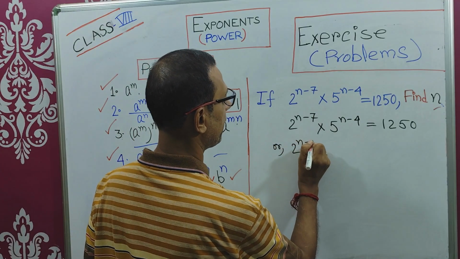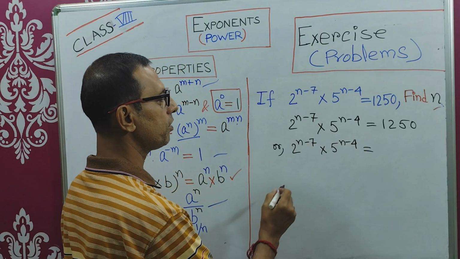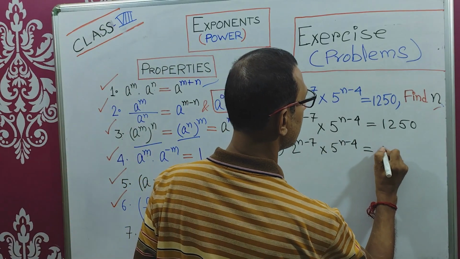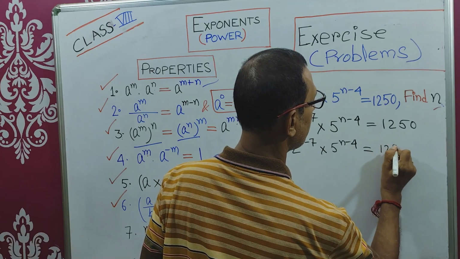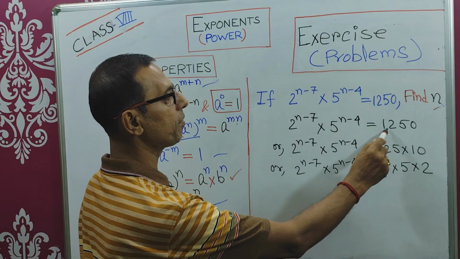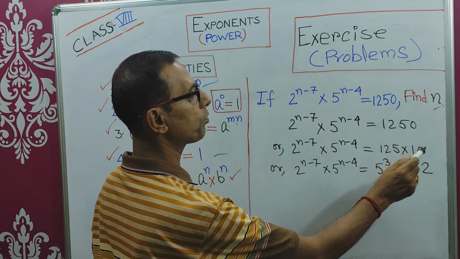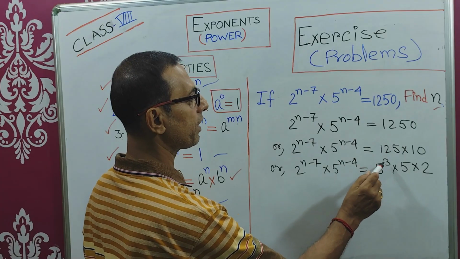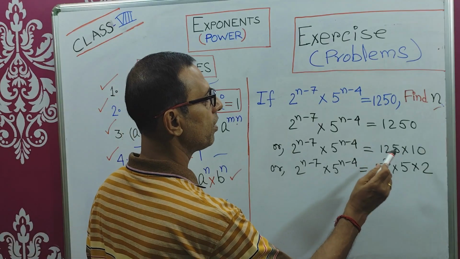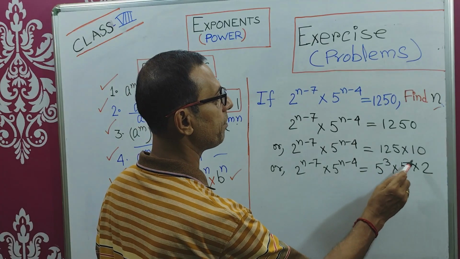So 2 to the power n minus 7 into 5 to the power n minus 4, how can we write 1250? How can we break it? You can break it as 125 into 10. 125 we can write as 5 cube, 5 three times: 5 5 is 25, 25 into 5 is 125. Then 10 we are breaking into 5 into 2. So 5 cube into 5 into 2.